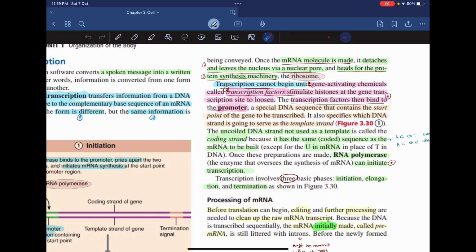So the uncoiled DNA strand not used as a template is called the coding strand because it has the same coded sequence as the mRNA to be built. Okay, I'm gonna talk about this.